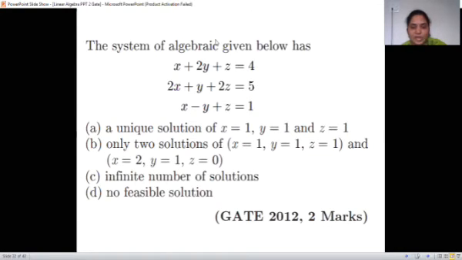For that, we have to write the system Ax is equal to b. Just write the system: 1 2 1, 2 1 minus 1, 1 1 with xyz outside and equal to 4 5 1, right? And then we have to consider the augmented matrix AB. So AB is 1 2 1 4, 2 1 minus 1 5, 1 1 1, and try to reduce it in row echelon form.